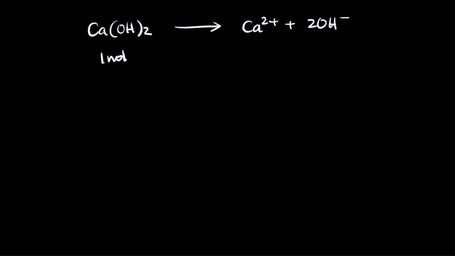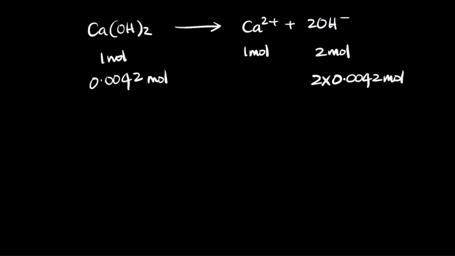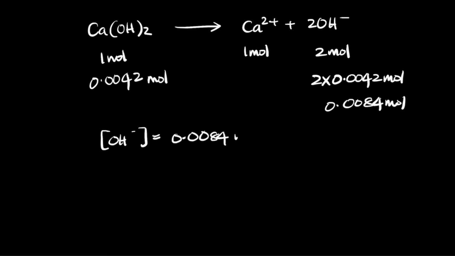So for every 1 mole of Ca(OH)2, there is 1 mole of Ca and there are 2 moles of OH minus. They have given an initial concentration of 0.0042, so this is going to be 2 times the original value, which is going to be 0.0084 M. So the initial concentration of OH minus is going to be 0.0084 M.